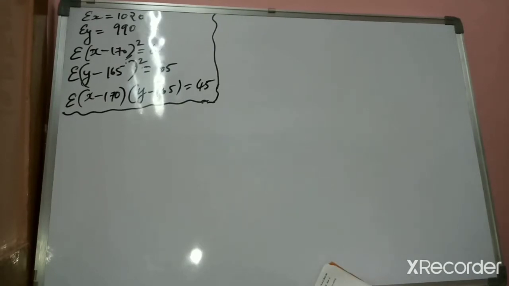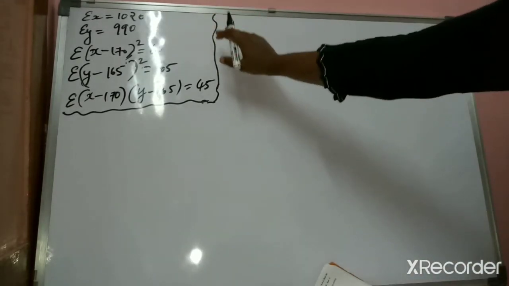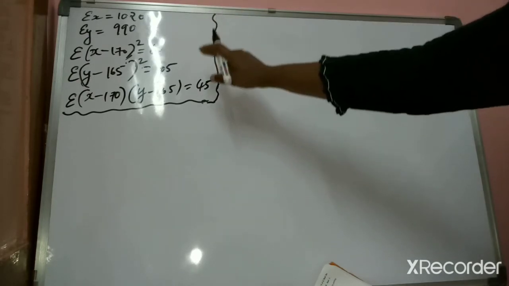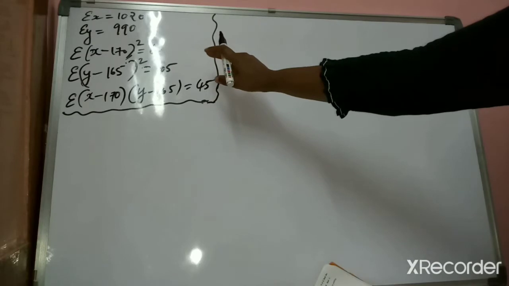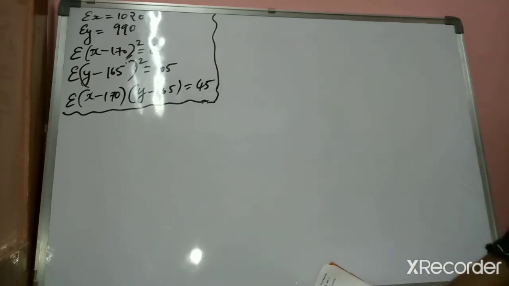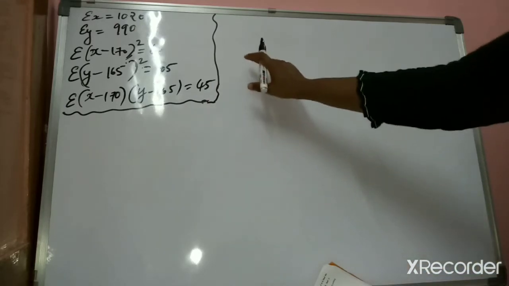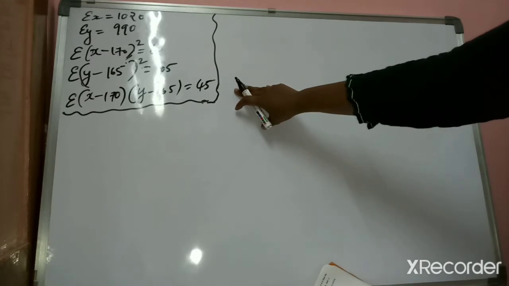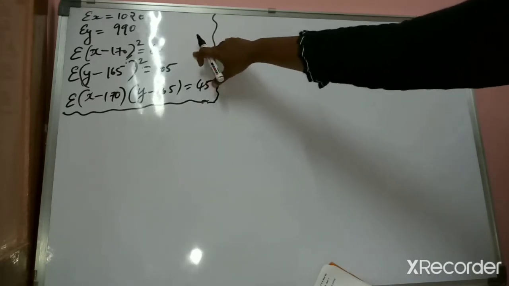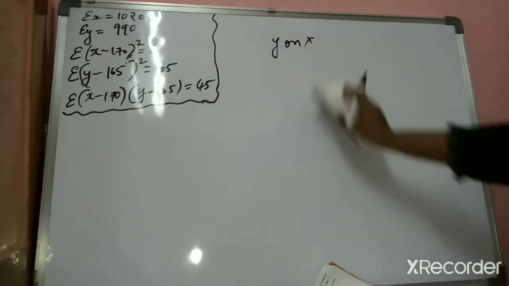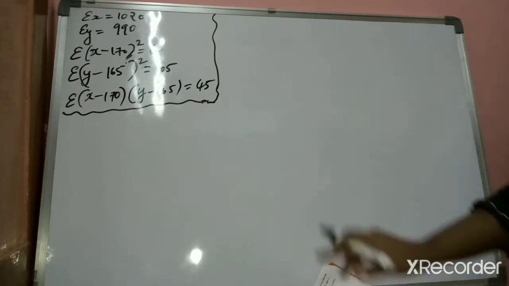So you are having the data like this: sigma x is equal to 1020, then sigma y is equal to 990, then sigma (x minus 170) the whole square is given as 60, and sigma (y minus 165) the whole square is 105, and lastly sigma (x minus 170) into (y minus 165) is equal to 45. This much data has been given to you. Now first of all you have to find out y on x. So let's do it.